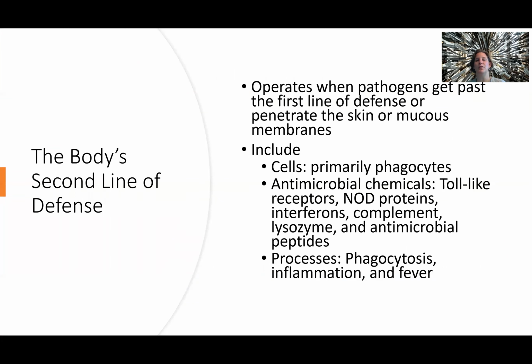So we have several immune cells that are white blood cells that are primarily phagocytes. They are scavenging your body right now looking for invaders. We have different antimicrobial chemicals. I've got a list of them here. I'll mention like lysozyme, that's within both our tears and our saliva, that are antimicrobial in nature. And then we have these different processes that help us to fight off disease.